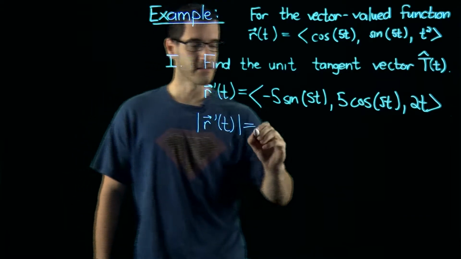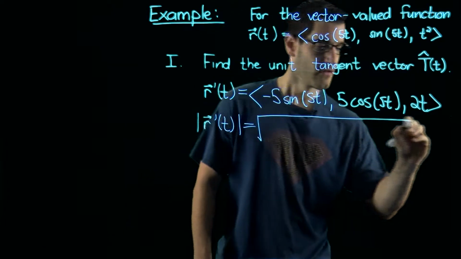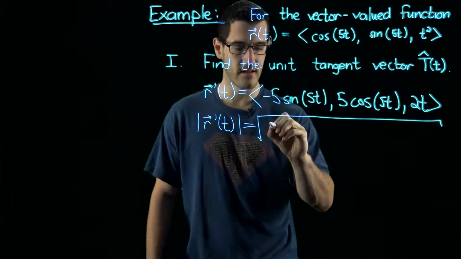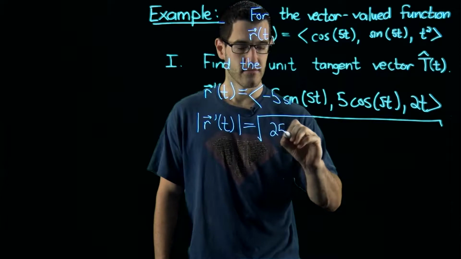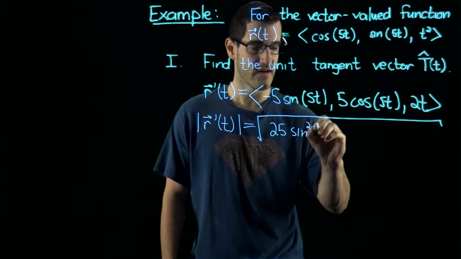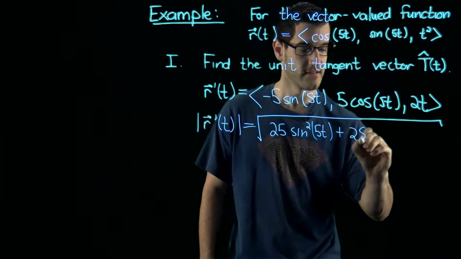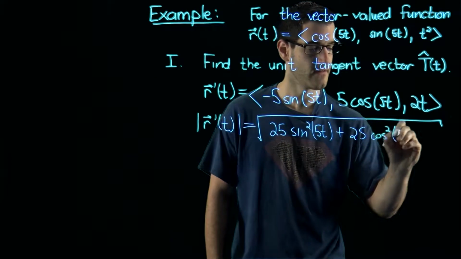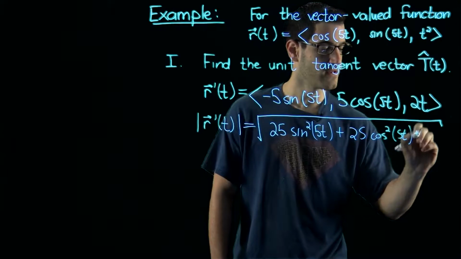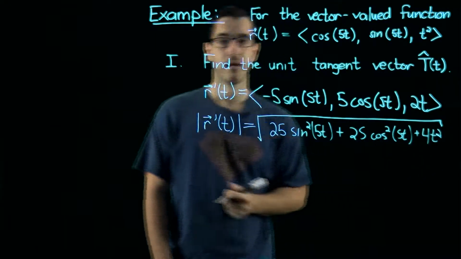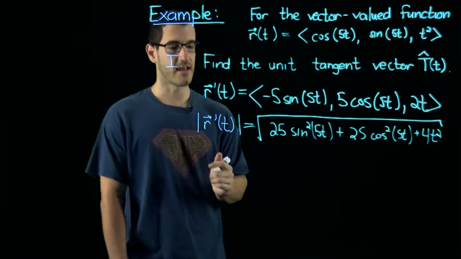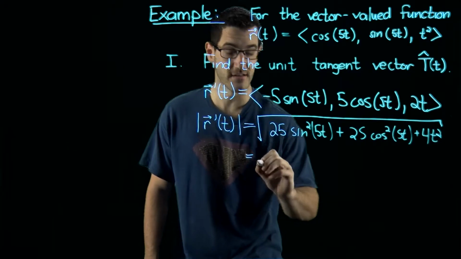So to compute the magnitude of a vector, we square each component and add them together. So square the first one, 25 sine squared of 5t. Second one is just 25 cosine squared of 5t. And the last one is 4t squared. We can use our nice trig identity: sine squared plus cosine squared is equal to 1.